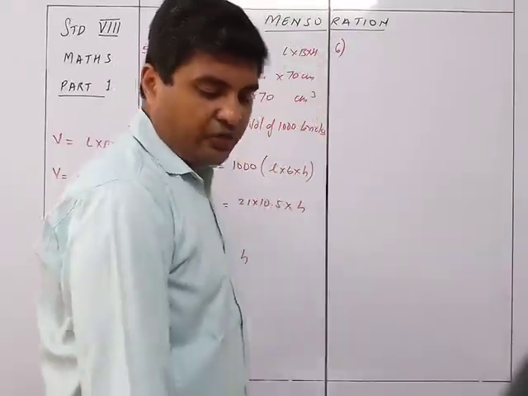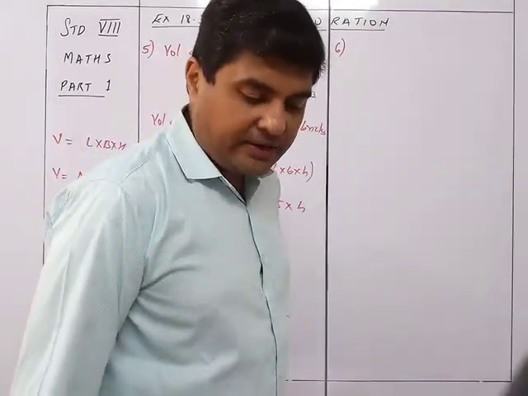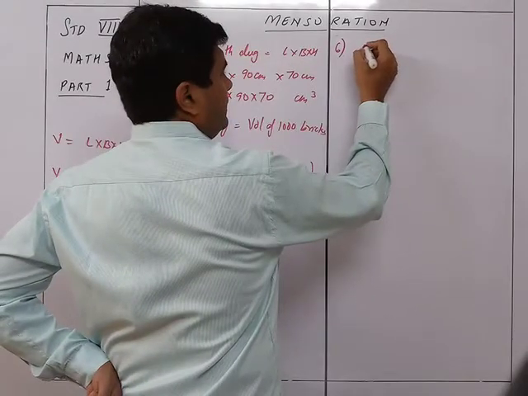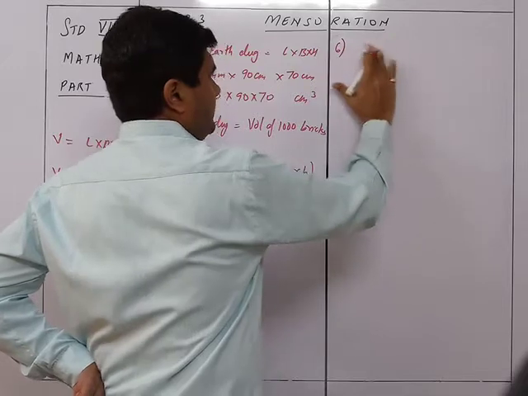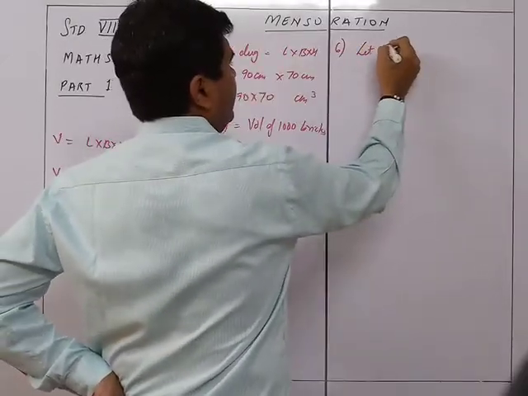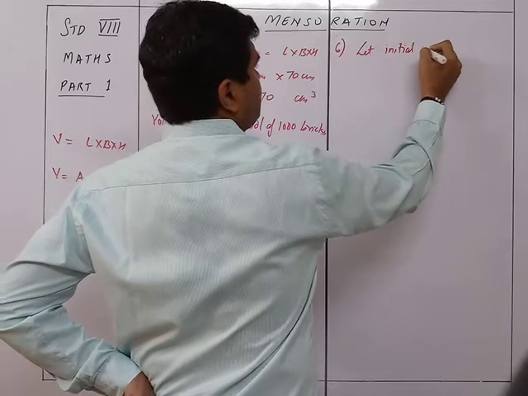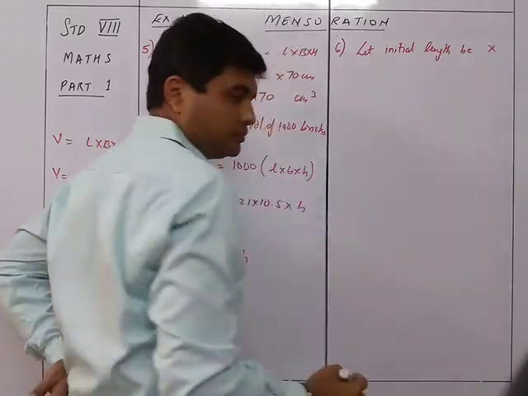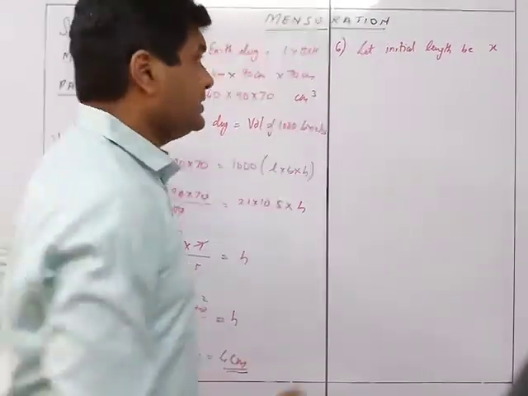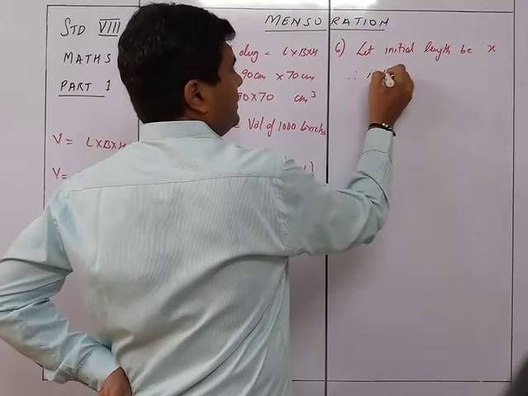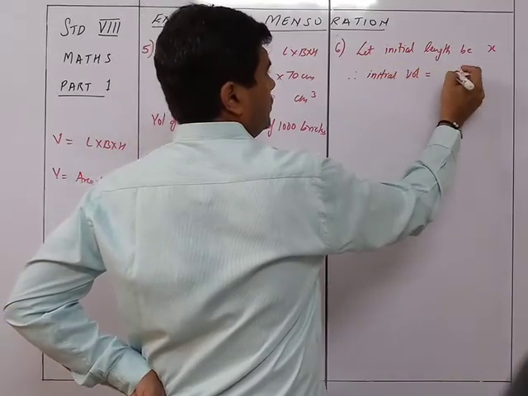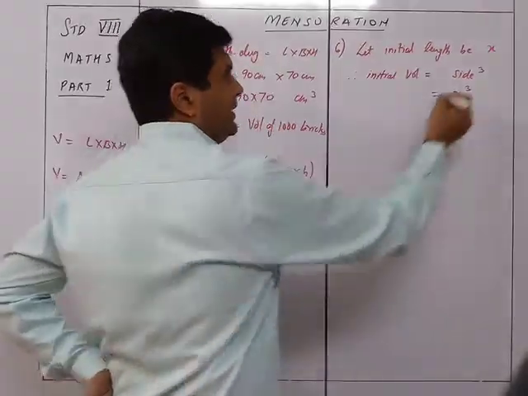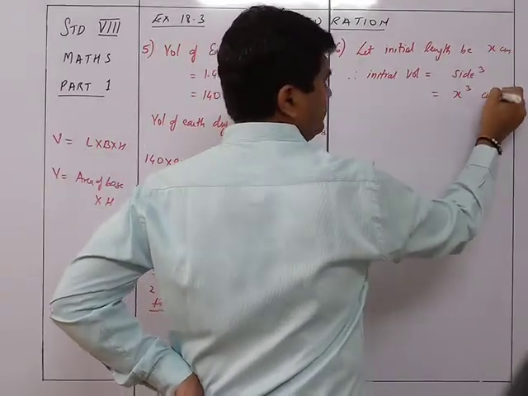Sum number 6. If each edge of a cube is tripled, then find how many times its volume becomes. So what we'll do is we'll say that let the initial length be x. Okay, if the initial length is x, therefore initial volume is equal to side cube, which is equal to x cube. We can take it in centimeters. So it is centimeter cube.